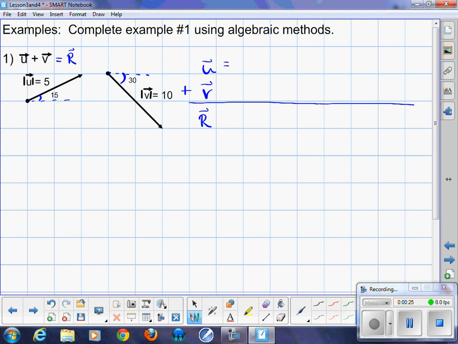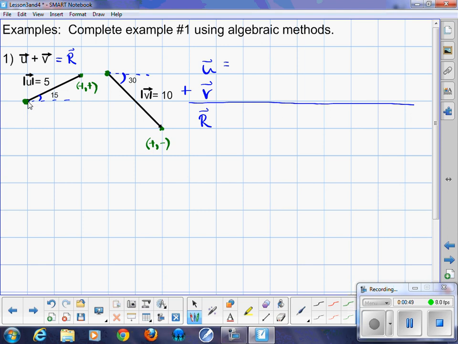So I need to rewrite my u vector in the correct notation. Now I know that if this is my origin, the head of my vector will be in the positive x, positive y. The v vector, though, to the head, if that's my origin up here, is going to be positive x, negative y. So the signs are very important here when I go and do the question.